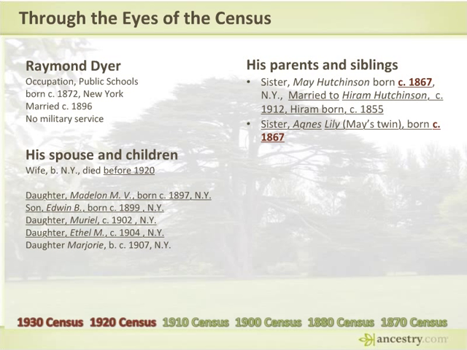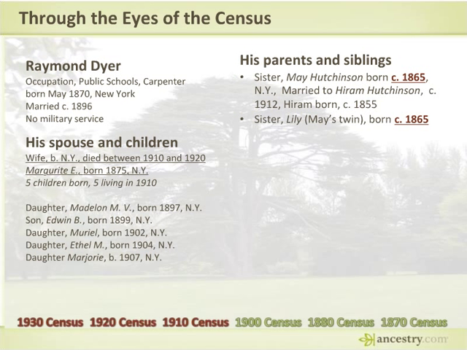We had the names of children and family members. Going back to 1910, we see his wife, Marguerite, is living with him. So now we know that she died somewhere between 1910 and 1920. We make these estimates based on all the different years as we pull together all the information that we find.